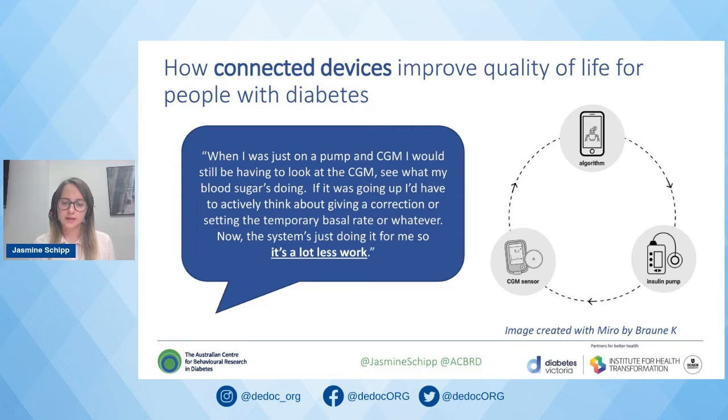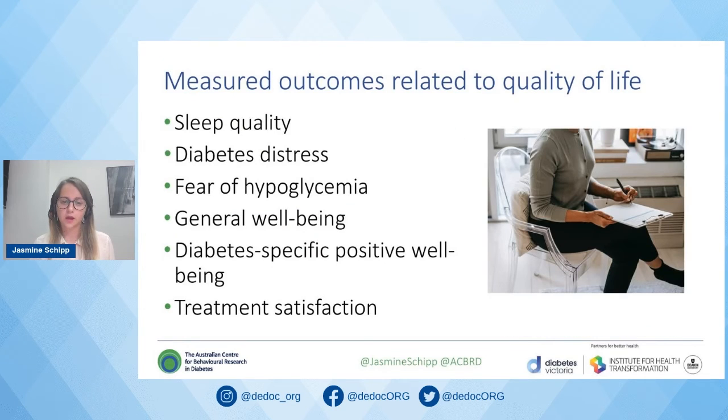So when we conducted the worldwide survey, we wanted to measure all of these outcomes. These are outcomes related to quality of life, so they're similar but not exactly quality of life. In order to measure this, we had to give people a whole bunch of questionnaires. We asked people about how well they were sleeping, how worried they were about their diabetes, how worried they were about hypos, how they were feeling overall, how they were feeling specifically about their diabetes, and how they were feeling about the treatment option they were currently using.